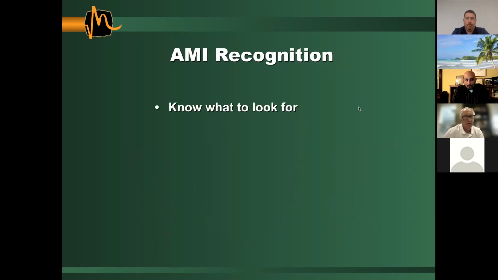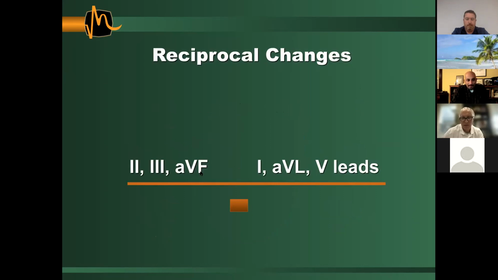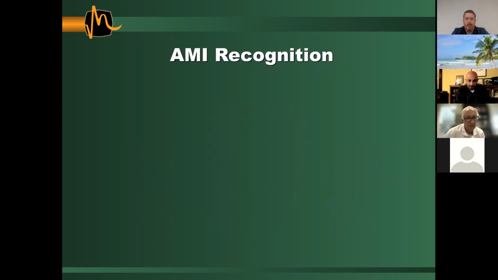So for acute MIs, we want to know what to look for. We're looking for ST elevation, usually more than 1 millimeter in 2 contiguous leads. And we have this kind of seesaw where when 2, 3, and AVF are up, your reciprocal changes will be in 1, AVL and your V leads. When 1, AVL and your V leads are up, that's where your ST elevations are, then your reciprocal changes will be in 2, 3, and AVF.